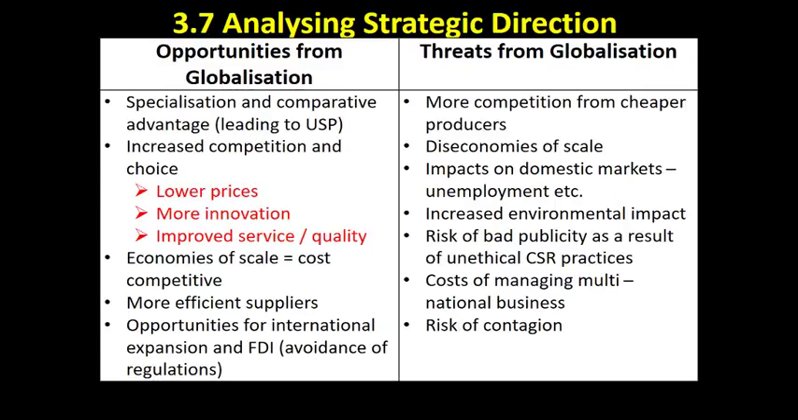There's going to be increased competition and choice, lower prices, more innovation, improved quality and service. Okay, maybe that's an advantage to customers, but we can also think of that in terms of our supply chain. We're going to have economies of scale if we can take advantage and increase sales by moving abroad. We become more cost competitive. I've mentioned suppliers already. There's going to be opportunities for international expansion, FDI abroad.